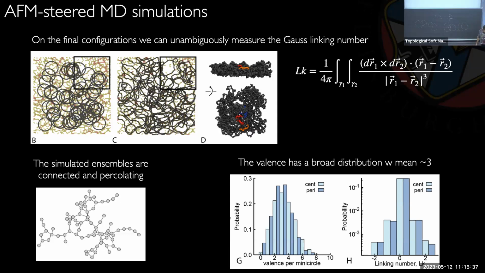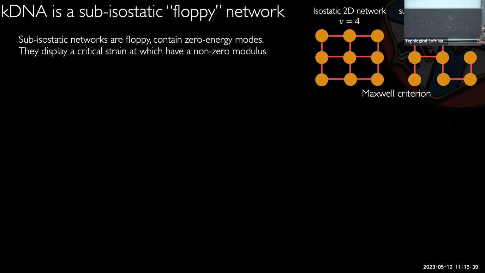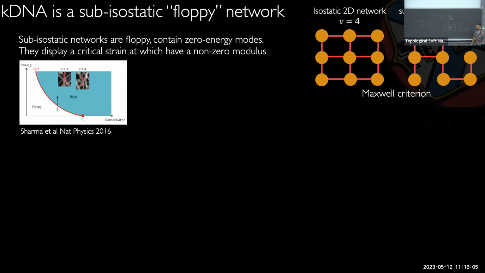Okay, so this is a 2D network with valence 3. The first thing that you should think about is Maxwell, right? You should always think about Maxwell, but in particular in this case, because a 2D network with valence less than 4 should be floppy, right? Sub-isostatic. So what we're dealing with is effectively a sub-isostatic floppy network that has zero energy modes.